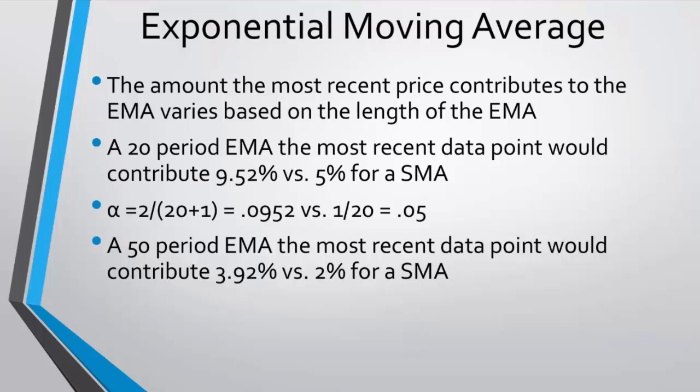For a 50-period EMA, the most recent data point would contribute 3.92% versus 2% for the SMA. How do you get that? 2 divided by 50 plus 1 is 0.0392, versus 1 divided by 50, which equals 0.02. So you can see, depending on the length of the exponential moving average, it does vary that most recent data point, but it always contributes slightly more than the SMA.